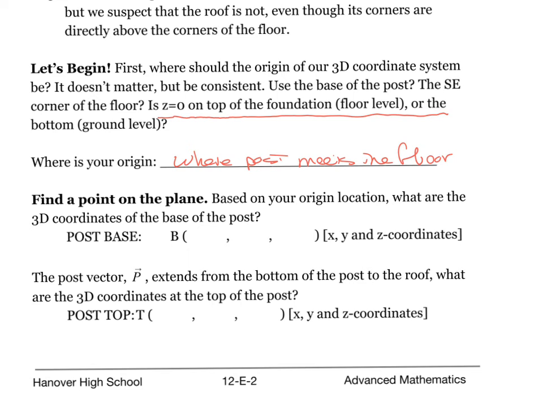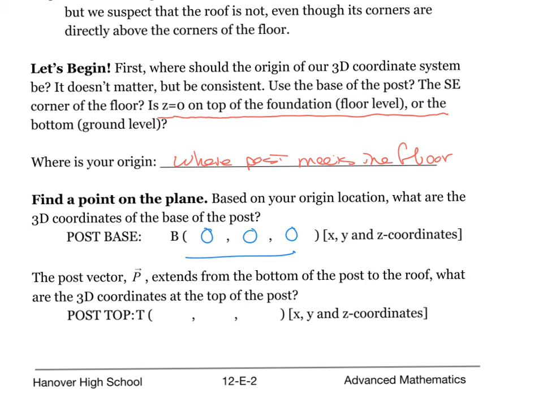Once you've done that, the next question is, what are the coordinates of the base of the post? Well, if we said the origin is the base of the post, where the post meets the floor, then the coordinates of the base are 0, 0, 0. And that's not a vector, that's just the coordinates of a point in space. Now, if the post vector P is that vector we had higher up in the page, -3, 2, 10, and we position that vector so that the beginning of the vector is at the origin, where would the end of the vector be?